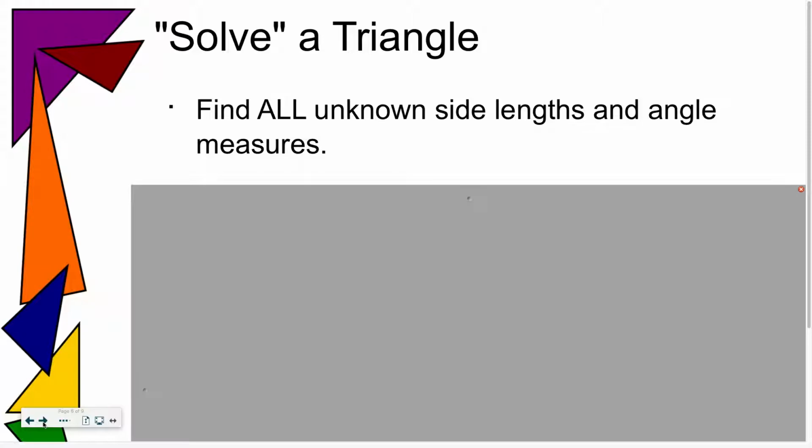If the directions simply ask you to solve a triangle, that means find all the missing measurements. So find all the missing angles and all the missing sides, until you really know all 3 angles and all 3 sides.